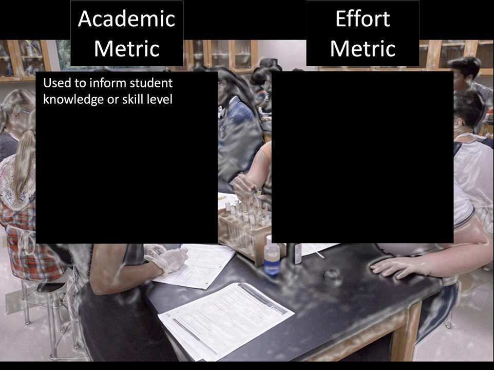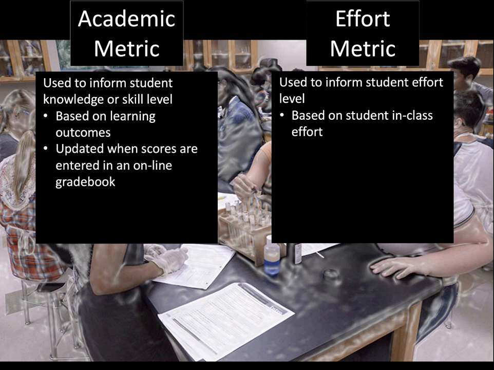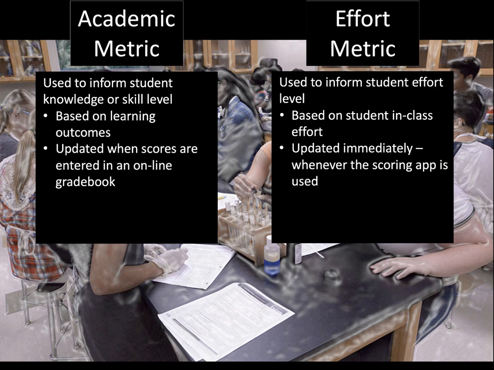The academic metric is used to inform student knowledge or skill level. The effort metric is used to inform student effort level. The academic metric is based on learning outcomes. The effort metric is based on student in-class effort. The academic metric is updated when scores are entered in an online gradebook. The effort metric is updated immediately whenever the scoring app is used.